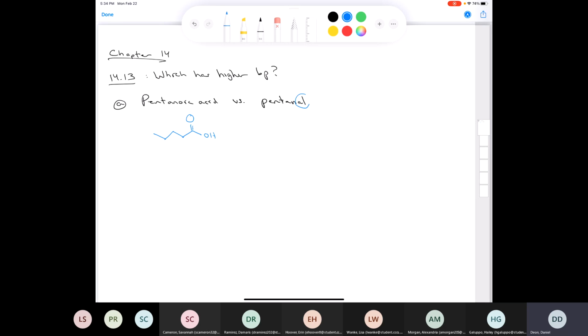And pentanal, since we have the suffix -al, we know that this is an aldehyde, right? To draw pentanal, we'll put our carbonyl with a hydrogen attached to it. And then we're going to have 5 carbons as well. So we have 1, 2, 3, 4, 5, like that. Does anybody have an idea which one of these would have a higher boiling point? You can unmute your mic or type it in the chat.